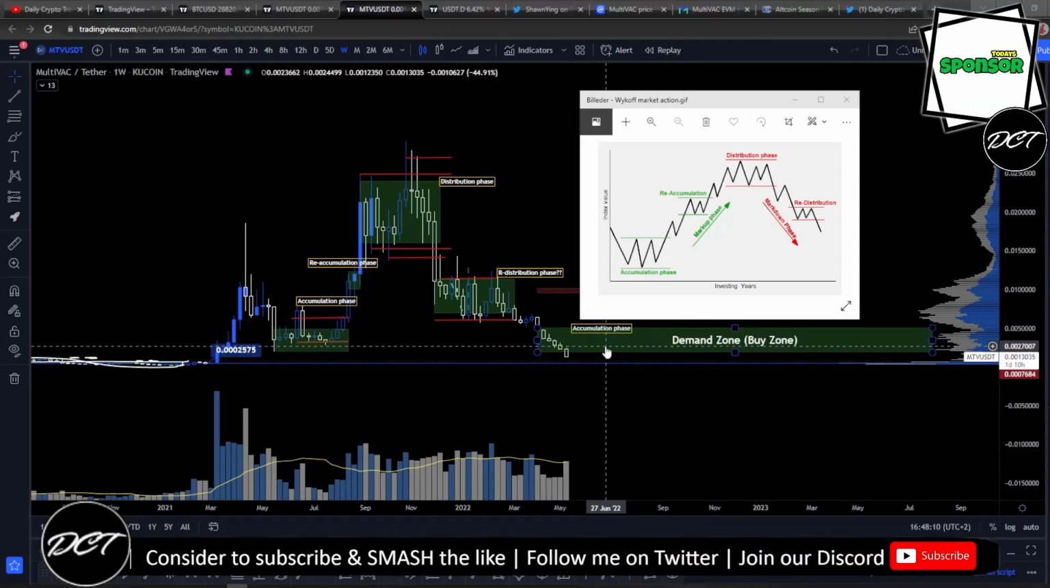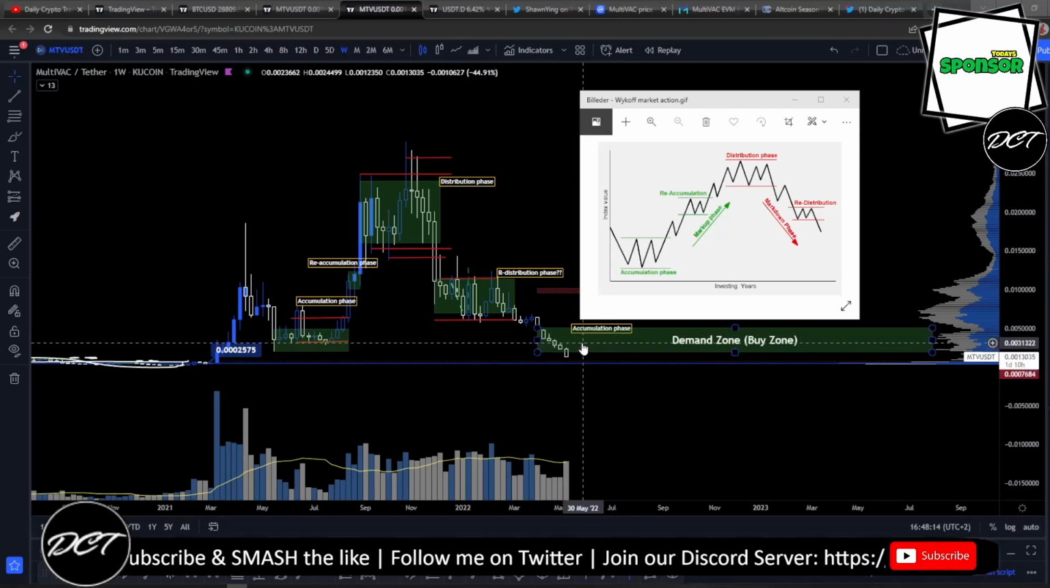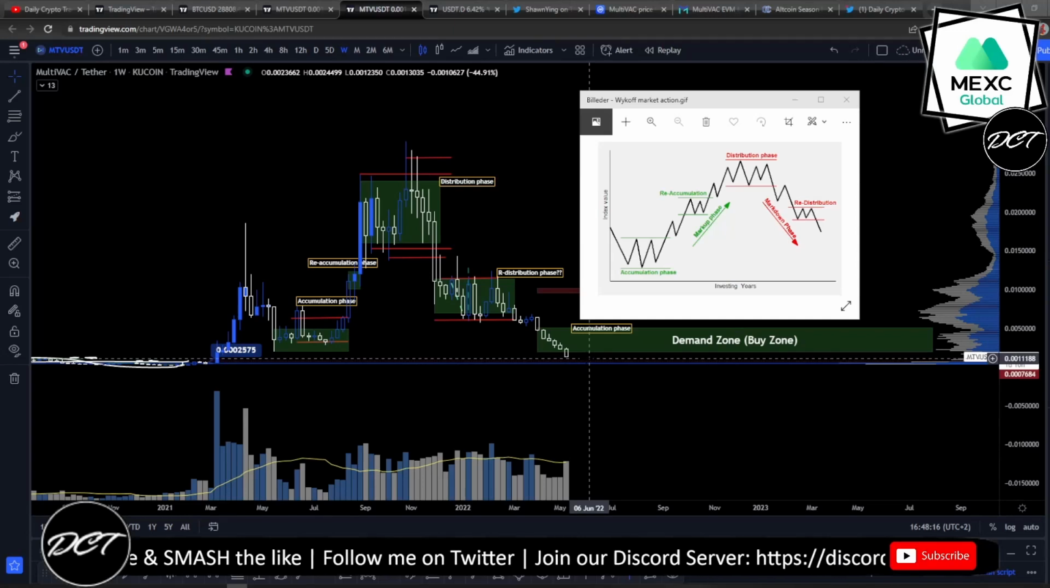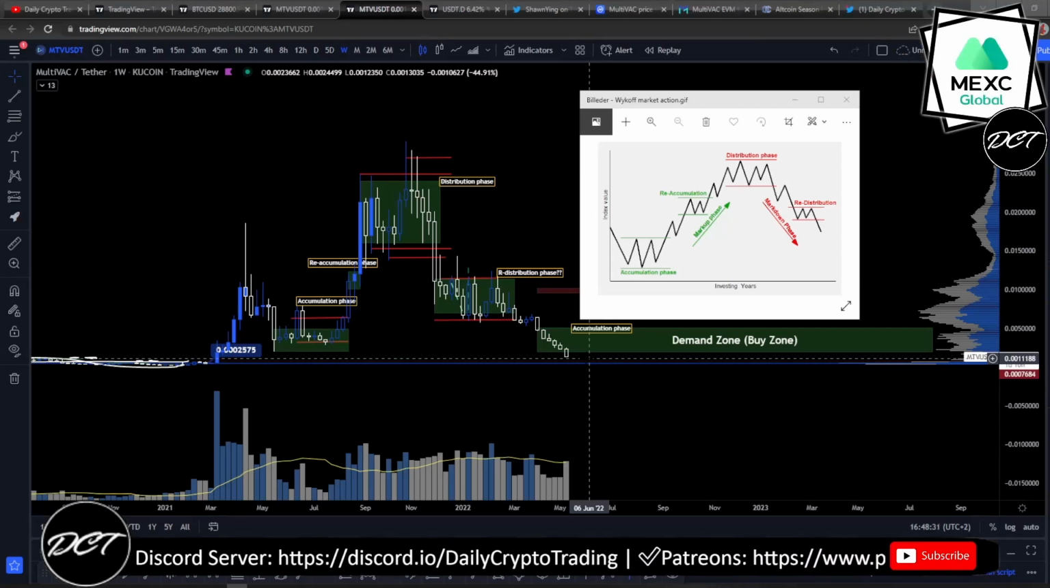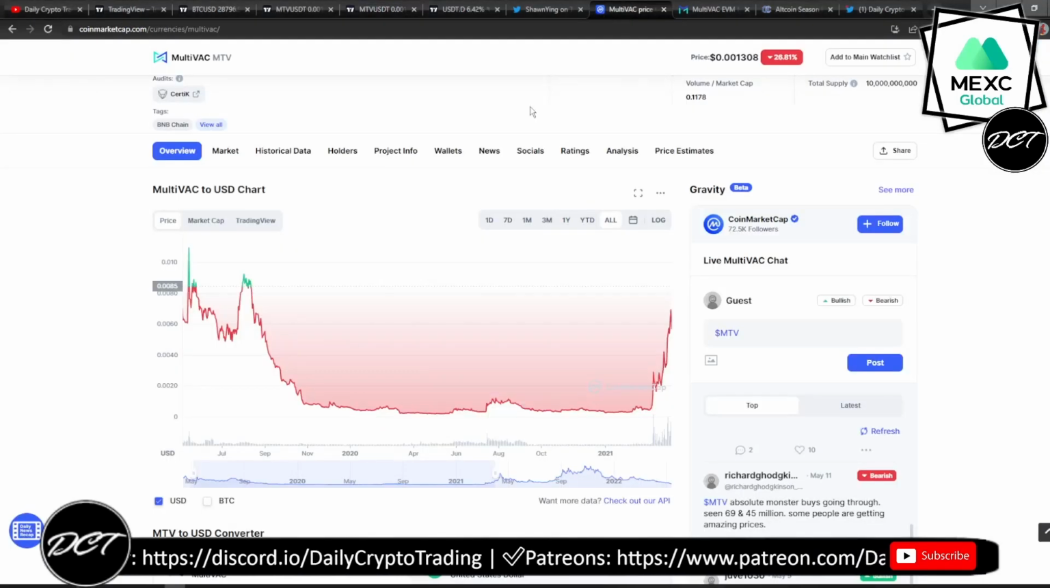But we need to find a bottom, and we don't try to catch a falling knife. So I'm not going to buy before I see some kind of bottom, and I will buy MultiVac because I do actually believe that MultiVac is a solid project and will survive the bear market. Not many projects will survive the bear market, but I do believe that MultiVac will. Now, why do I believe that it will survive the bear market?